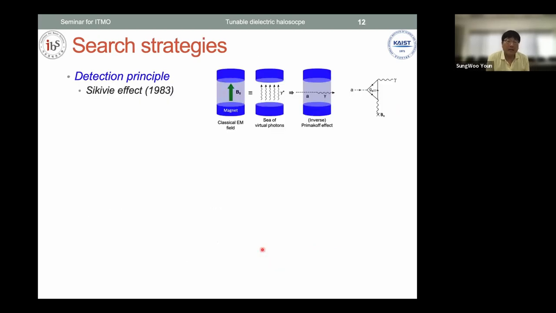So the detection principle relies on the Primakoff effect. Basically, the classical electromagnetic field is equivalent to a sea of virtual photons. If there's an axion existing and it interacts with one of the photons over there, then it will emit a real photon, and the real photon is our observable in this case. And then this diagram is slightly modified according to this.